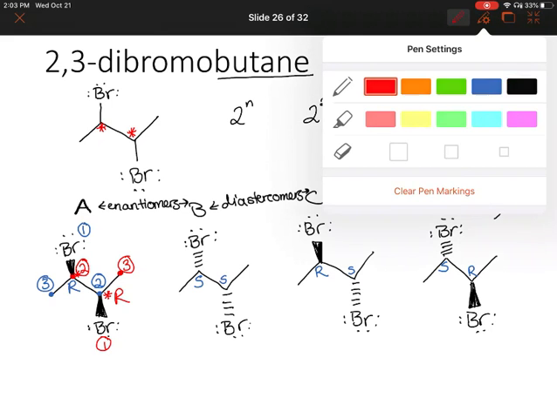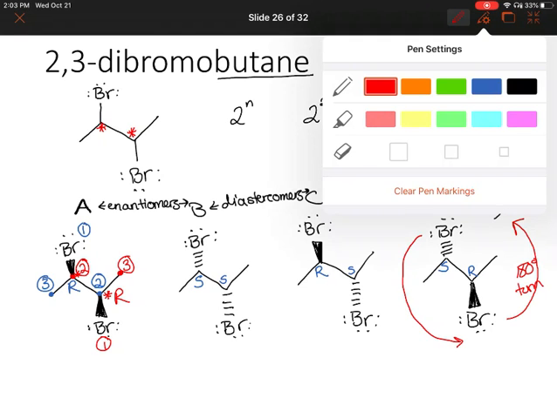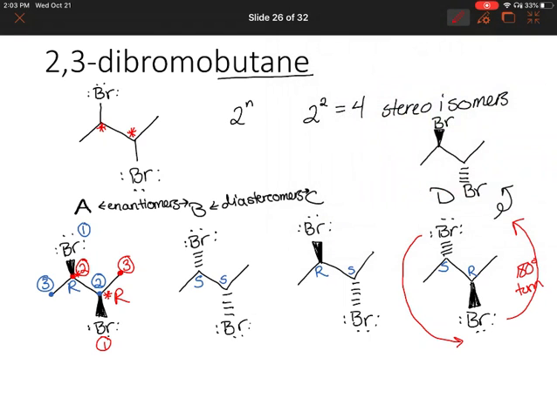So notice that we took this bromine and just kind of rotated it up. This bromine we just rotated down. So we really were just turning the molecule 180 degrees. And that just gave us molecule C. So C and D are actually identical to each other. So that was kind of a trick question.